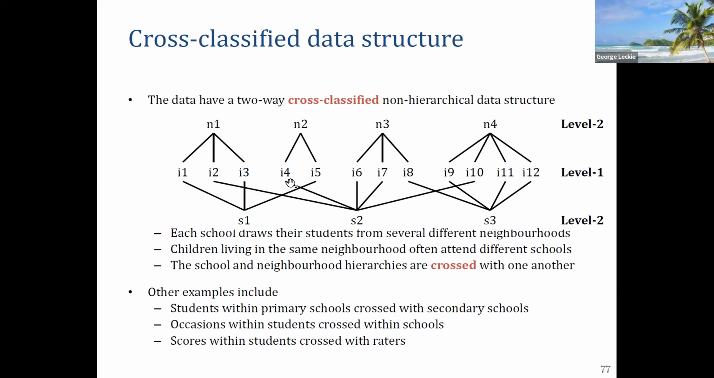Students are at level 1, but we simultaneously have another level 2, if you like, or another set of clusters operating, which are schools. And so children 1, 3, and 5 attended school 1. So not all kids from neighborhood 1 go to the same school, because student 2 goes over here. And not all kids who went to school 1 came from a single neighborhood. So this is what I'm saying. We neither have students within neighborhoods within schools, nor do we have students within schools within neighborhoods. We've got two parallel two-level hierarchies operating on the data at the same time. And so we need to do something slightly different to account for that.